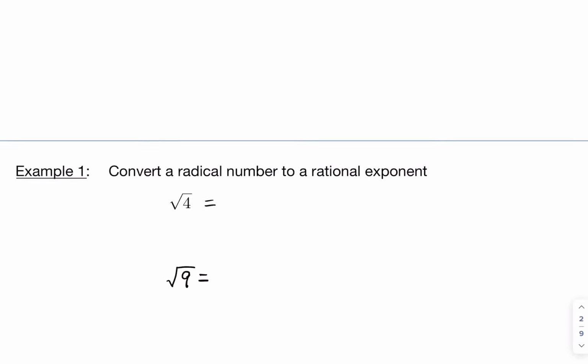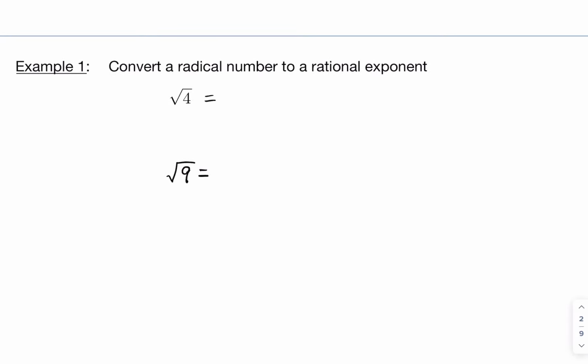Here's example number 1. We have a radical number, which is the square root of 4, and we're going to convert this into a rational exponent, okay? So the way we do this is to recognize that the square root of 4 is 2 times 2, okay? Now, in the lessons that we've learned earlier when we were multiplying and dividing radical numbers, we said that if you had two of these numbers underneath the radical sign, then they both can come out of the radical sign and be represented as one number, which is 2, okay?